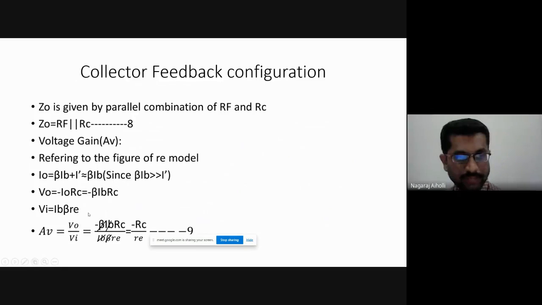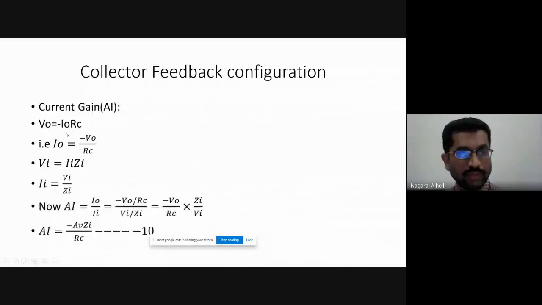Similarly, find the equation for current gain. We know the equation for output voltage, V0 is equal to minus I0 RC, for the output section of the circuit. I0 will be equal to minus V0 by RC. Now, how do we get the equation for input current? Current gain is output current by input current. Get the equation for output current, get the equation for input current, and substitute in the equation for current gain, that is I0 by Ii.